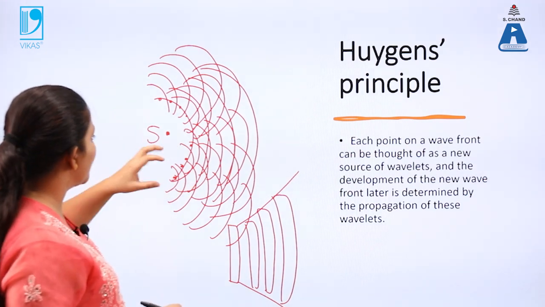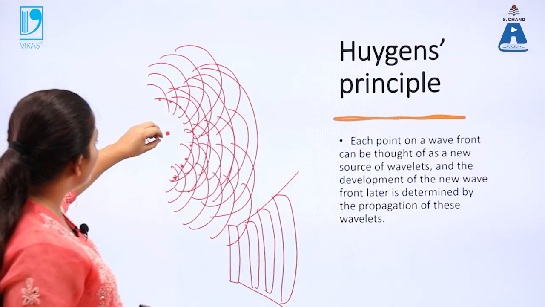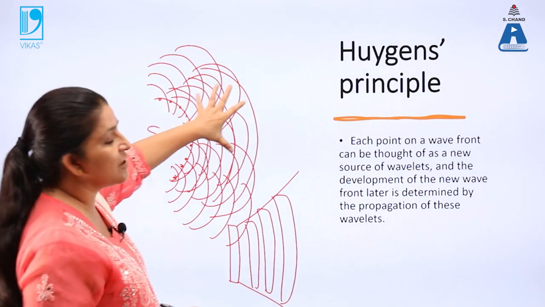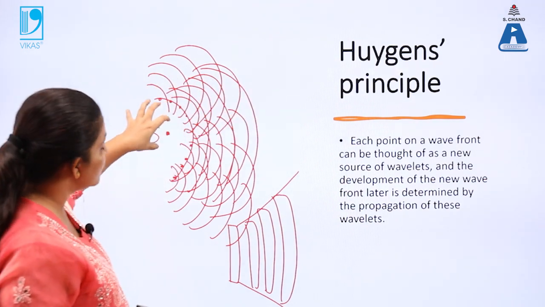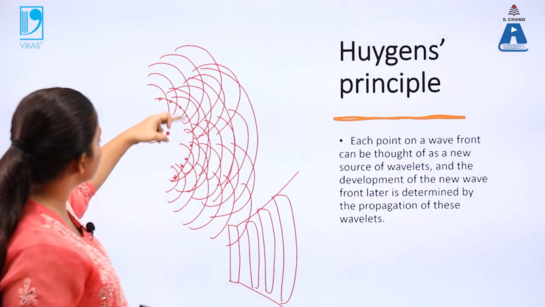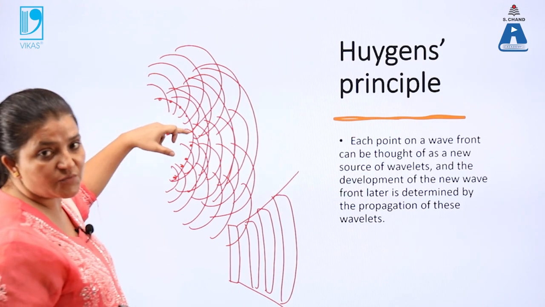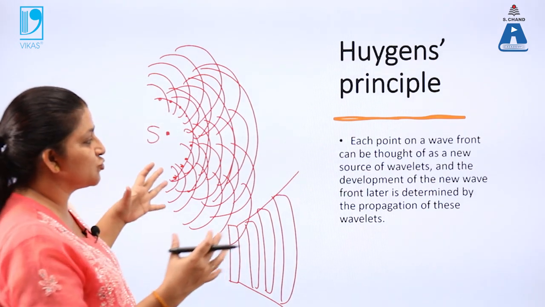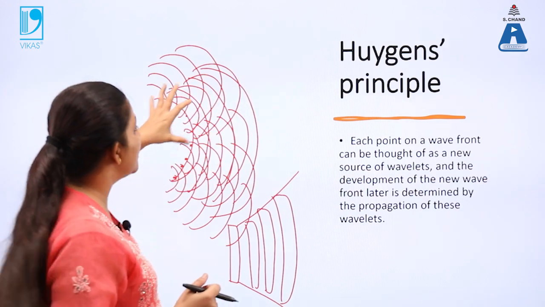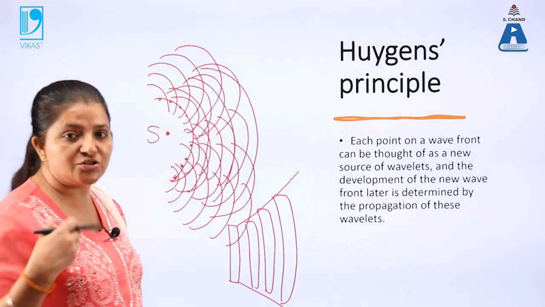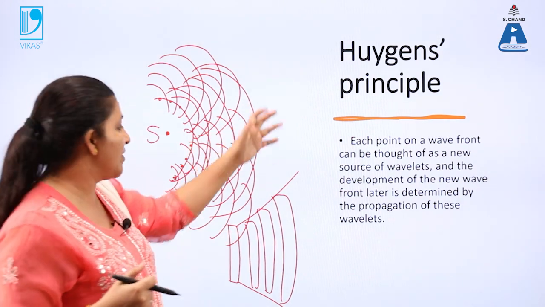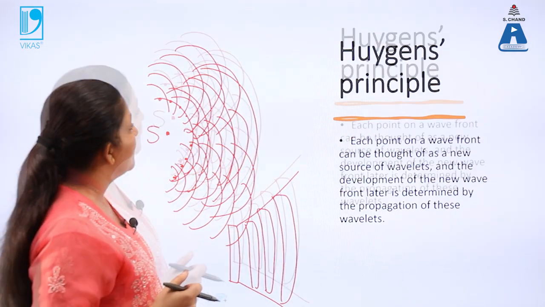According to Huygens principle, the source will spread the light in the form of a sphere. Each point on the wavefront acts as a source of new wavelets, and these wavelets will superimpose on each other, which is responsible for the propagation of the wavelets in space.